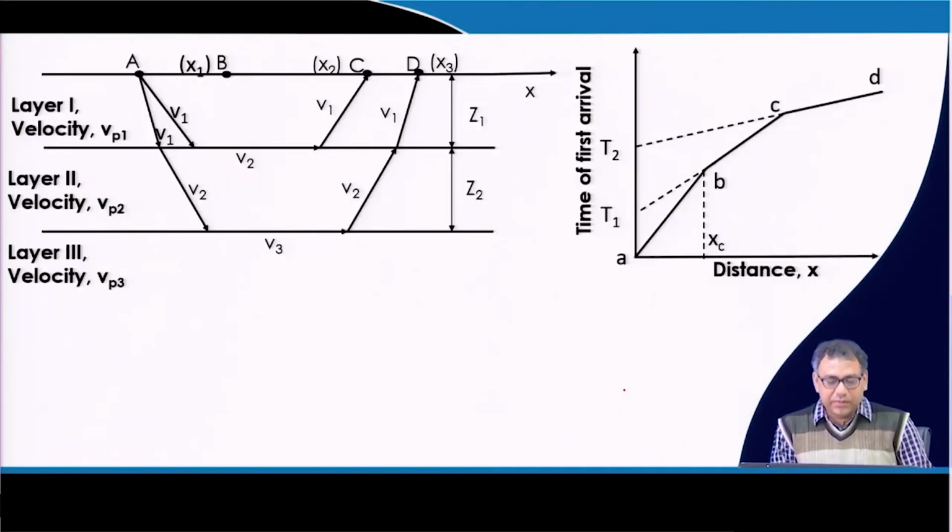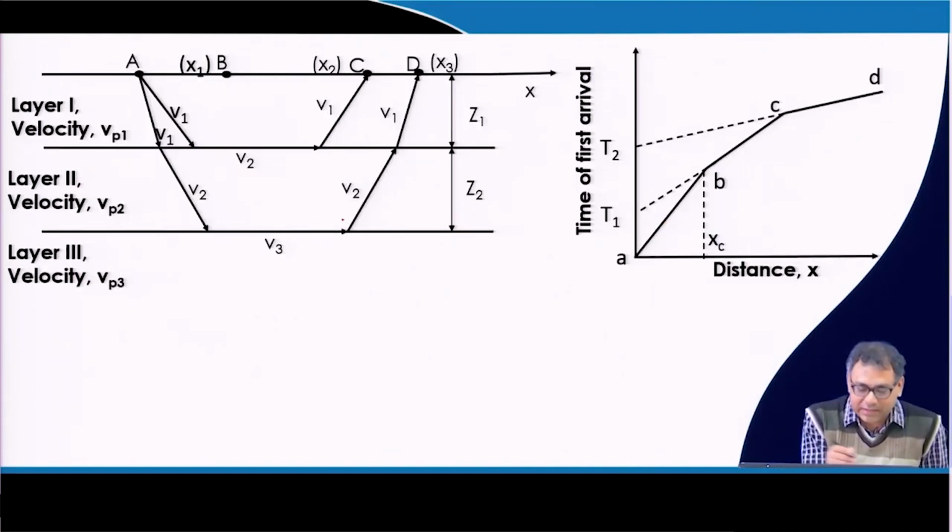Now, this is one particular case that I was discussing. A is the source, and the direct ray will go to C and D, because C and D are the positions of the receivers. Then one refracted ray will go to point C, and another refracted ray will go to point D. This is the case for a three layer system. That means this is layer 1, this is layer 2 and this is layer 3.